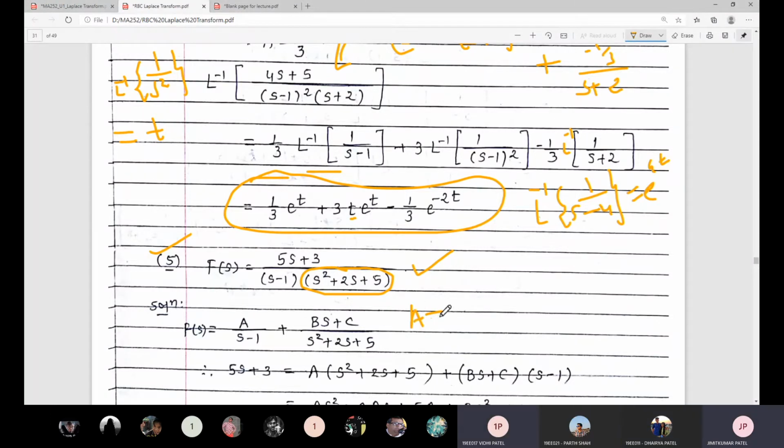A is equal to 1, B is equal to minus 1, C is equal to 2. Vidhi also has the same answer. Okay, A is equal to 1, B is equal to minus 1, C is equal to 2. Nihir also has the same answer. Good.